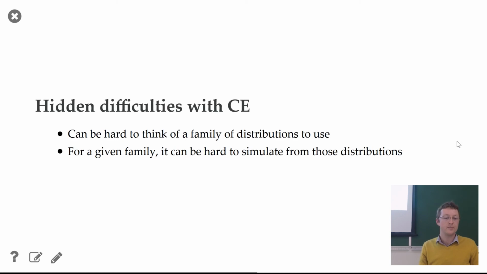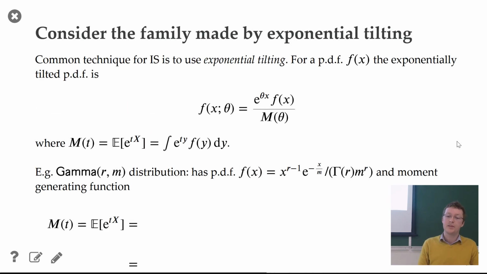So, okay. Some things that I probably skipped over when talking about cross-entropy last time is that maybe it's not clear which family of distributions to be searching inside of. And then the other hidden assumption is for whatever family that you have, you need to be able to simulate from that family. And that's where exponential tilting can help out with at least the first problem.